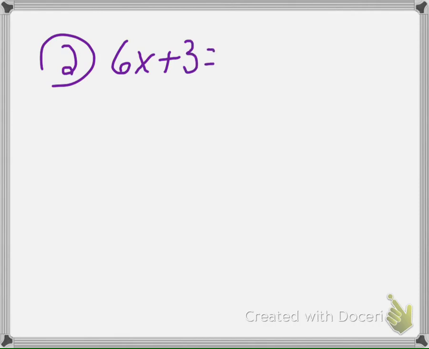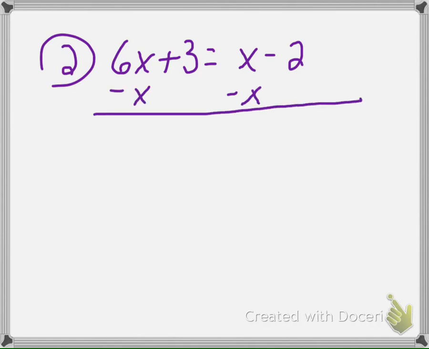Number 2. 6x plus 3 equals x minus 2. So I have to get rid of x on one side, so I'll subtract x here, and I'll subtract x here. That gives me negative 2 over there. Here, this gives me 5x. And don't forget to bring down your plus 3. Now to get rid of the x, I have to get rid of this plus 3 first, so subtract 3.